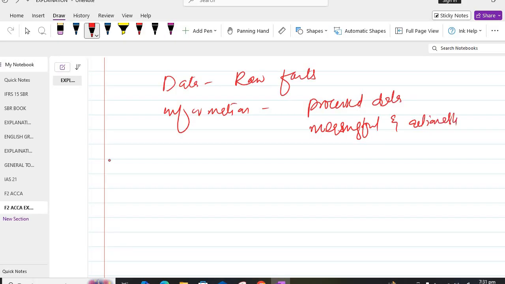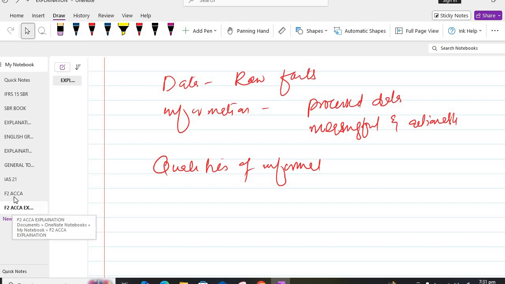Then we have discussed some qualities of information, and we have studied that information should be relevant, complete, accurate, clear, trustworthy, well communicated, manageable in volume, timely, appropriately channeled, and cost effective. Clear? Okay, let's move on to the book. So we will just read it out and then we will do some MCQs.